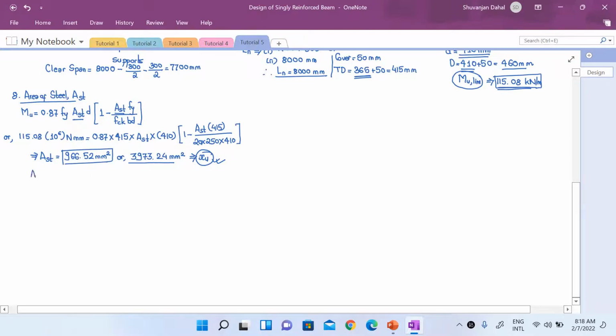So let us use AST as 966.52 millimeter square. If you convert it into the percentage of steel reinforcement, you will get the value of percentage as 966.52 into 100 over B into D, which is 250 into 410, and this comes out to be 0.94 percentage.